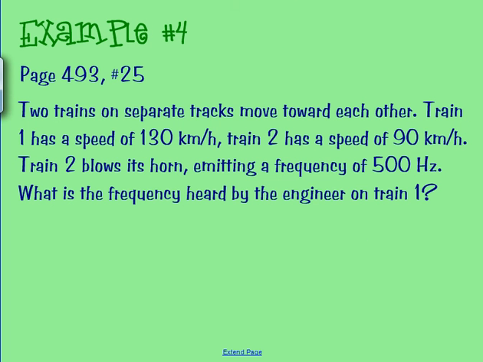In this one, two trains are moving toward each other. Train 1 has a speed of 130 kilometers per hour, and train 2 has a speed of 90 kilometers per hour. Train 2 is the source. It emits a sound of 500 hertz. We want to know what is the frequency that's heard by the engineer on train 1.